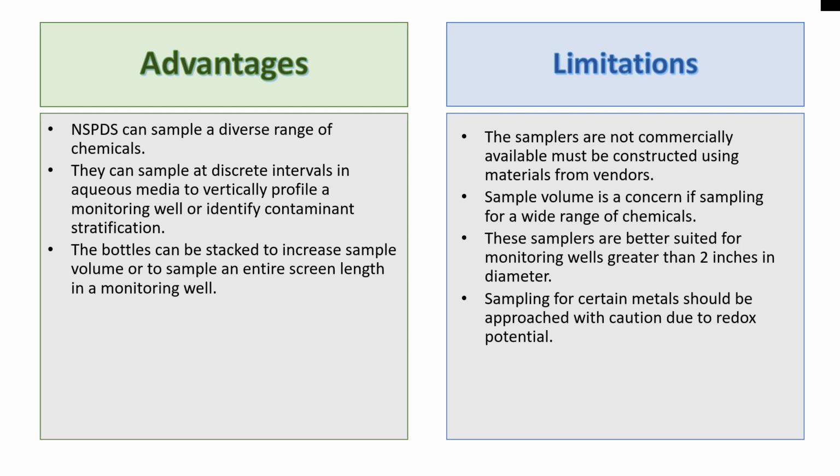Sample volume is a concern if sampling for a wide range of chemicals. These samplers are better suited for large-diameter groundwater wells. Sampling for certain metals should be approached with caution due to redox potential.